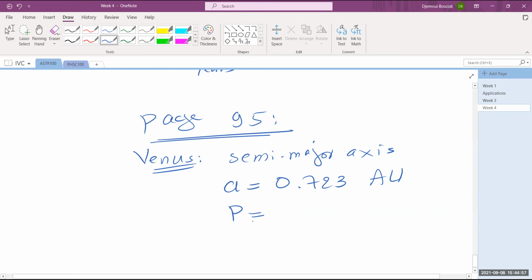And the period, basically the year on Venus, is 0.615, slightly more than half a year, slightly more than 6 months, but slightly less than 2/3 of a year. Basically, what is it, 2/3? A third is 4 months, so 2/3 is 8 months. So it's anywhere between slightly more than 6 and slightly less than 8. So it's about 7 months. So 1 year on Venus is about 7 months on our year.